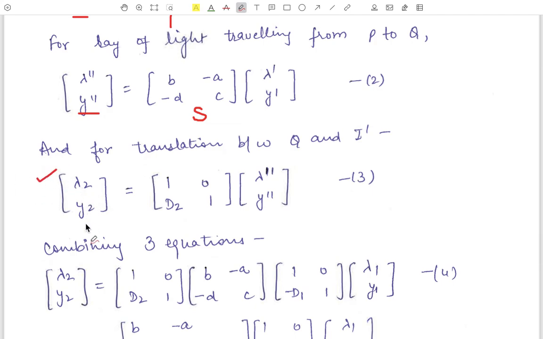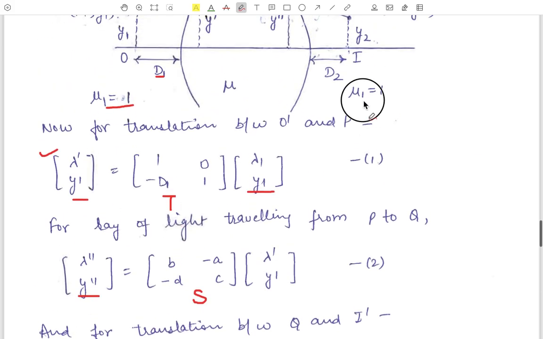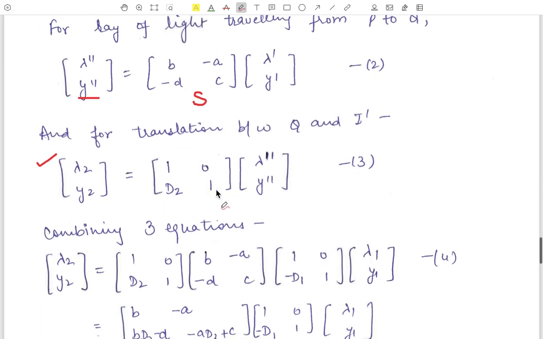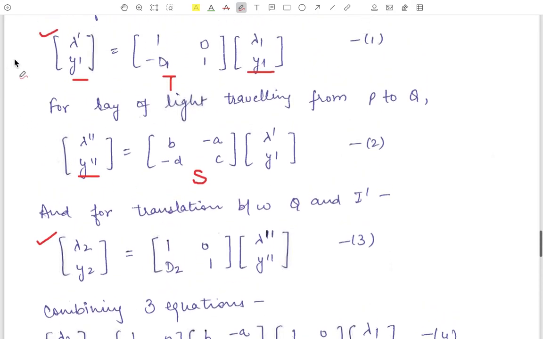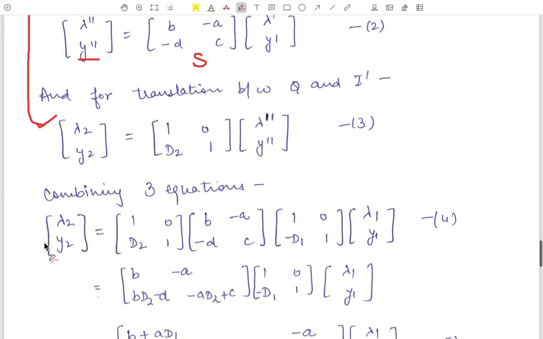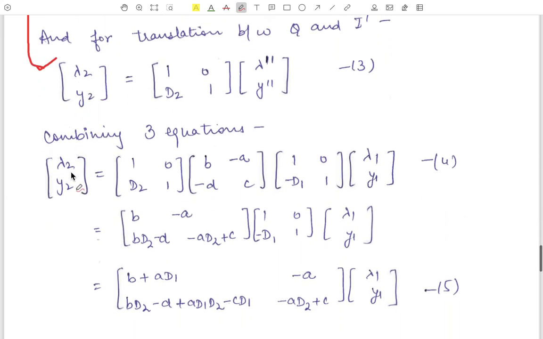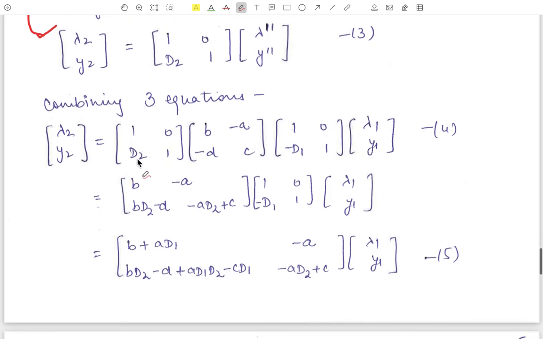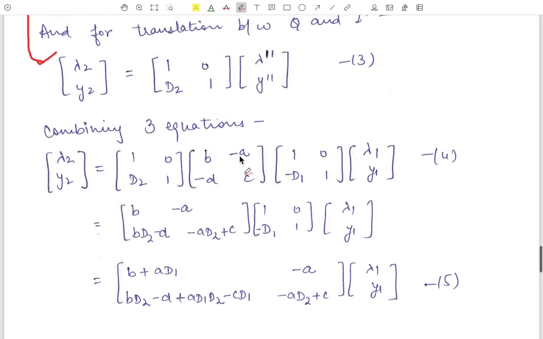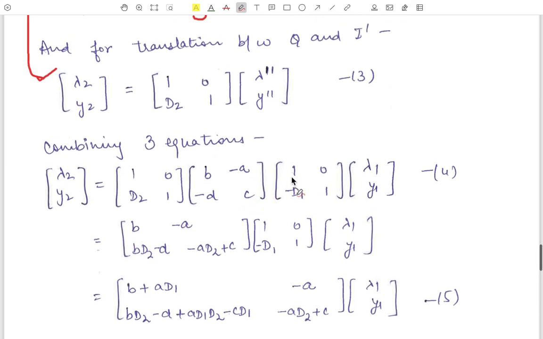Output matrix lambda 2 y2 is equal to 1 0 d2, that is my d upon mu2, and mu again here is equal to 1, therefore we have d2 and 1, and input matrix lambda double dash y double dash. Again we will combine these three equations and we will get the equation for lambda 2 y2 to be equal to 1 0 d2 1 into the system matrix B, minus A, minus DC, into the translation matrix 1 0 minus D1 1, and the very first input lambda 1 y1, the coordinates of point O dash.